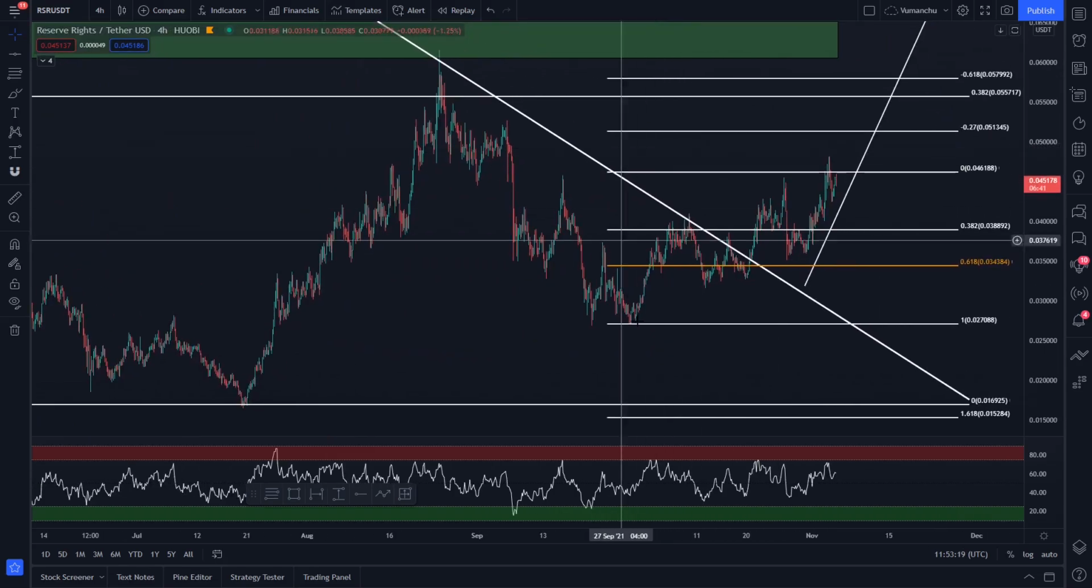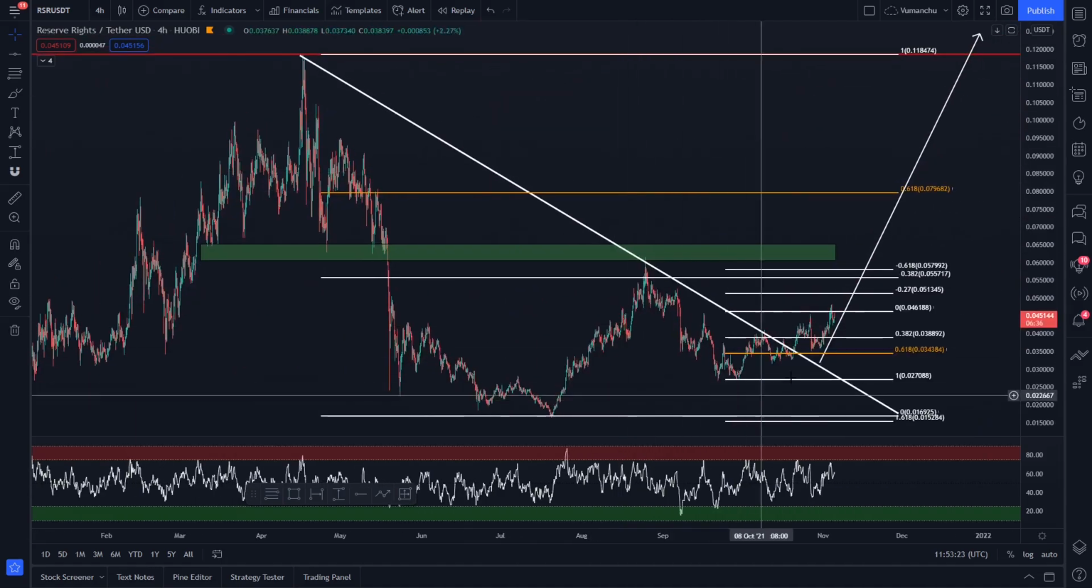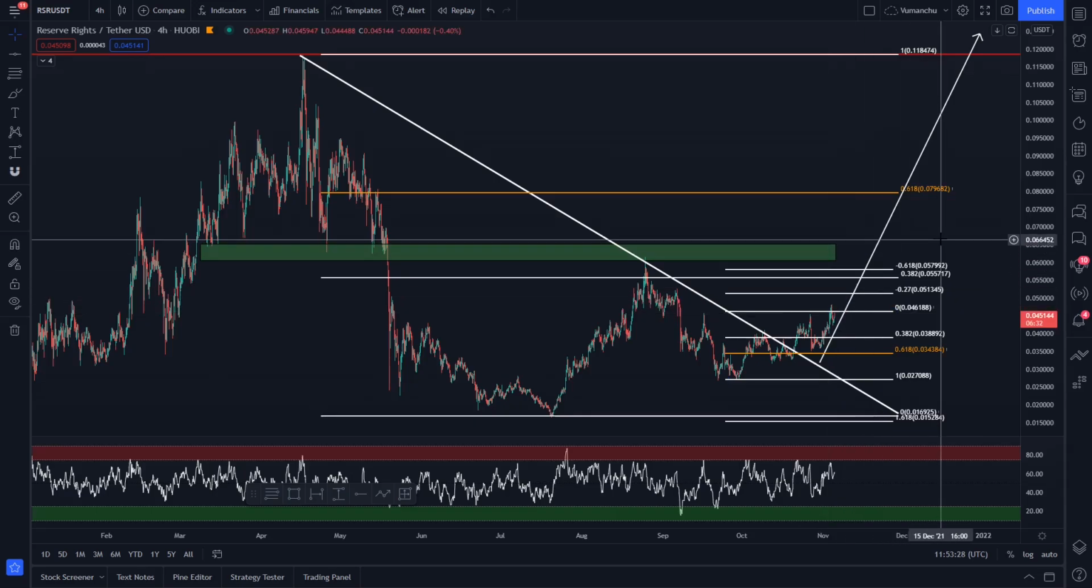Just looking at this, we have had a huge breakout of pretty much this downtrend that we've been in since the all-time high, so things are starting to look bullish and we need to really look at some areas we can look to skim some profit off.